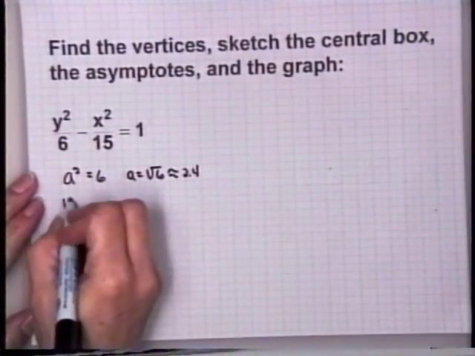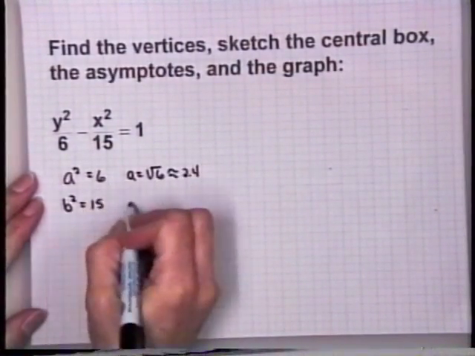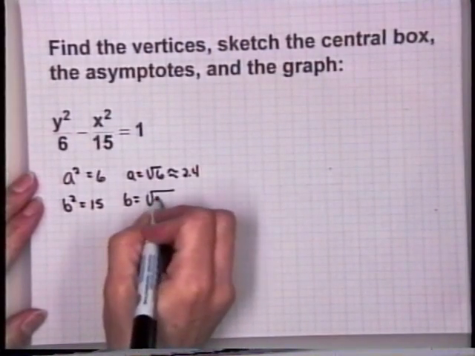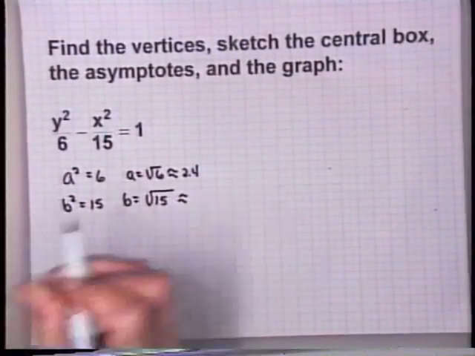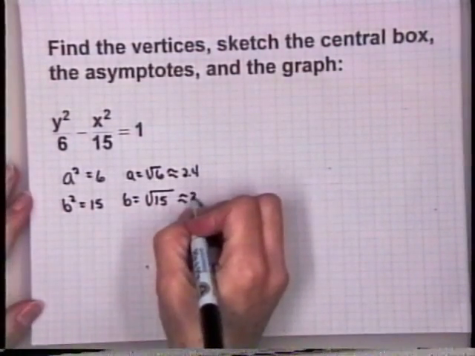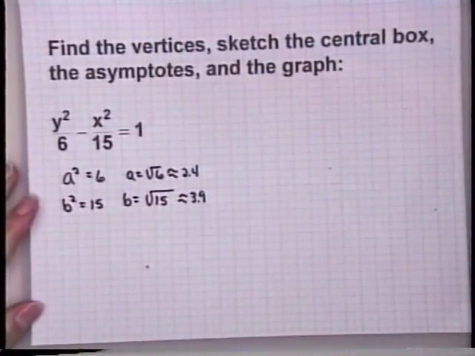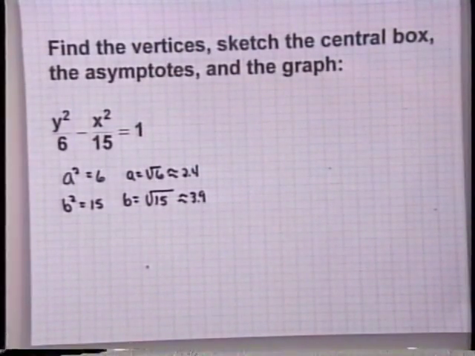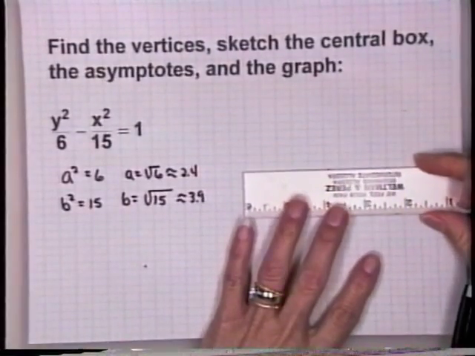And then my b squared will be 15. So b is going to be the square root of 15. And again, I'm going to approximate the square root of 15 with my calculator. That's about 3.9 if I round off. Okay? Now, let me get, again, an XY axis sketched in for us over here.